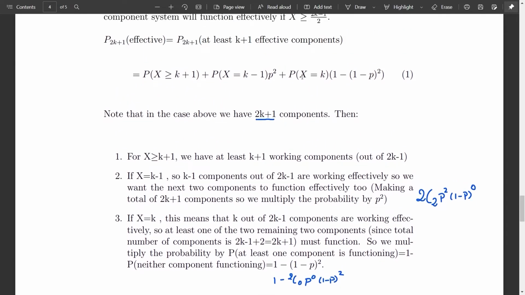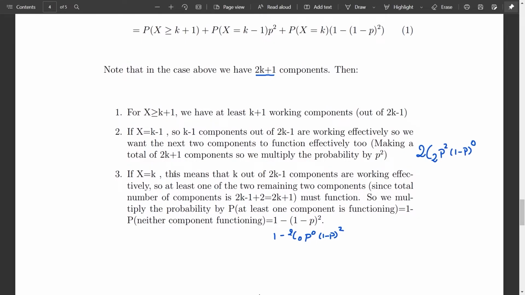Moving on to the third part, when X equals k, this means that k out of 2k minus 1 components are working effectively. So at least one of the two remaining components must function, since the total number of components is 2k minus 1, and when 2 is added to it, it will be equal to 2k plus 1. So we multiplied it with the probability that at least one of the components is functioning, which is equal to 1 minus the probability of neither of the components functioning. Mathematically it can be written as 1 minus 2c0 p to the power 0 (1 minus p) to the power 2, which can be written as this equation right here.